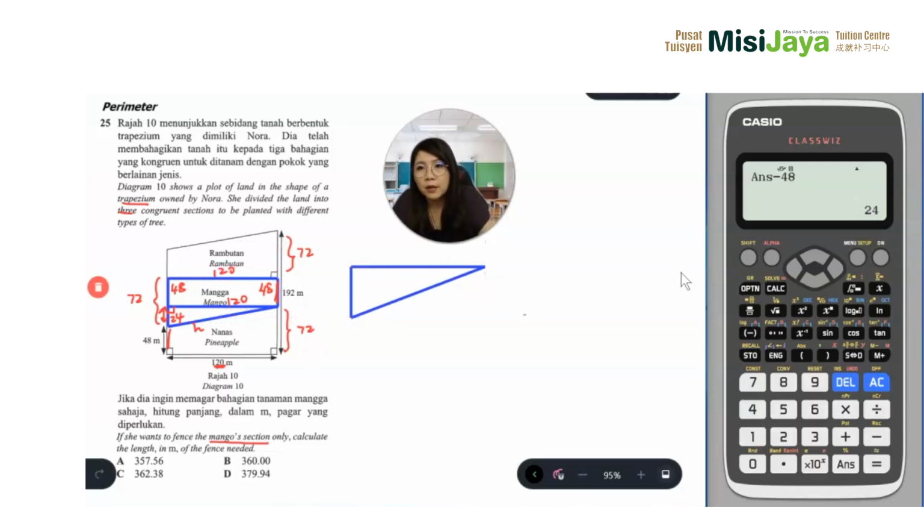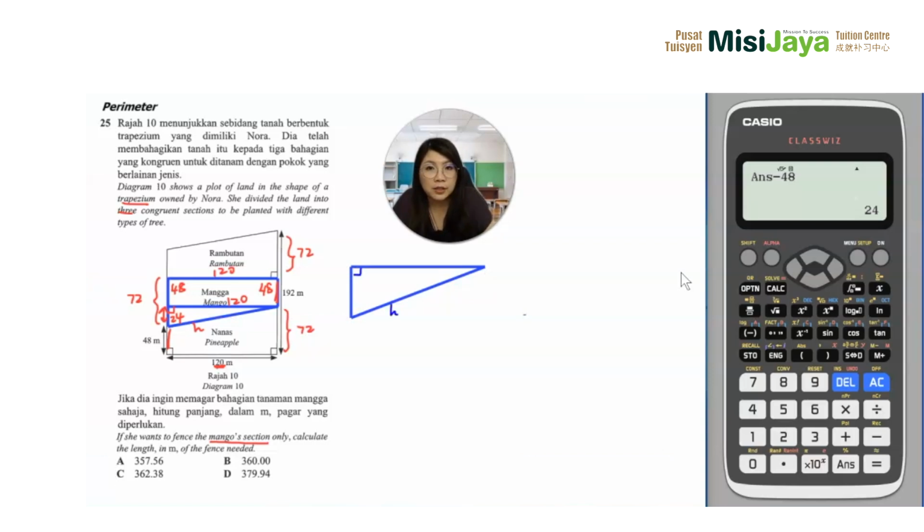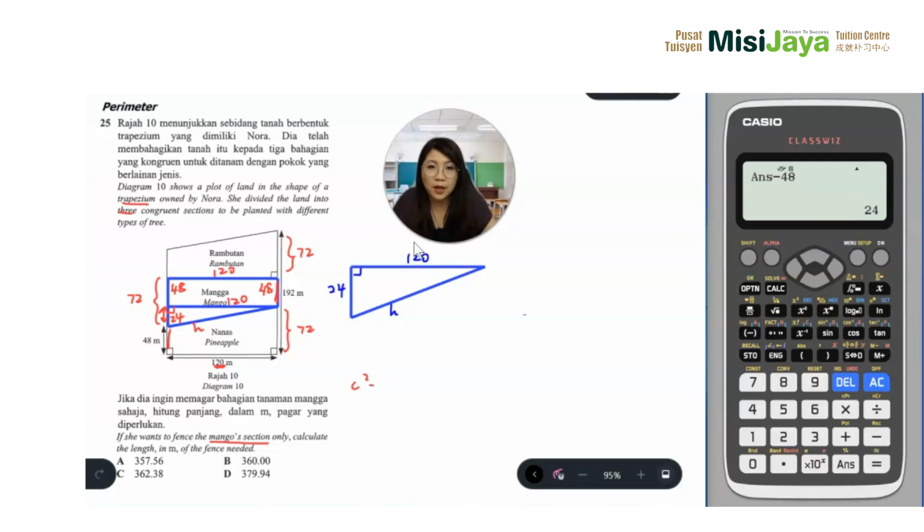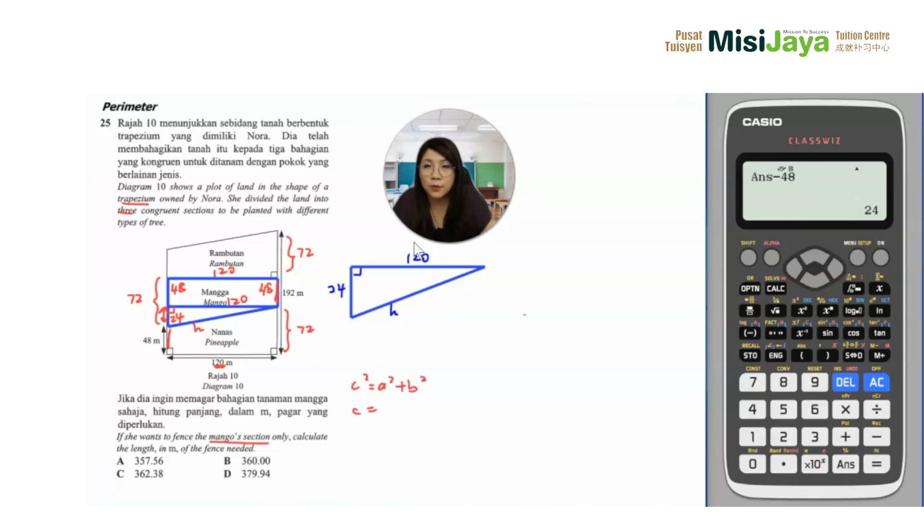Okay, this is 90 degrees. So the h is here, right? Here is 120 and this is 24. To find h, I'm going to use Pythagoras theorem. Remember the formula? c squared equals a squared plus b squared, right? In order to find c, which is the hypotenuse, I'm going to square root a squared plus b squared. Here is a, here is b, and here is c.